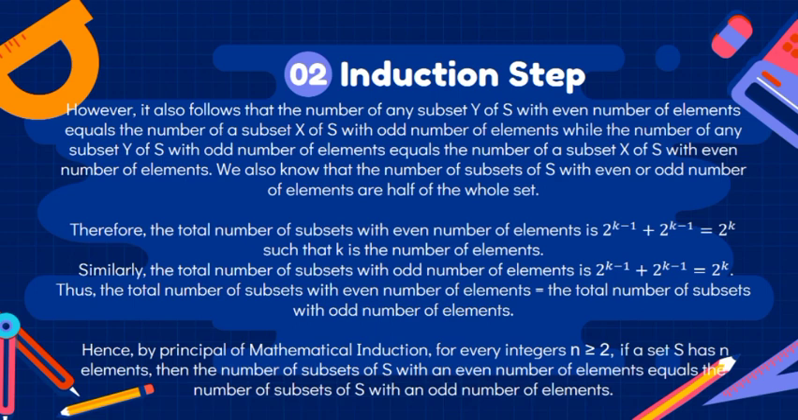Hence, by the principle of mathematical induction, for every integer n more than or equal to 2, if a set S has n elements, then the number of subsets of S with an even number of elements equals the number of subsets of S with an odd number of elements.